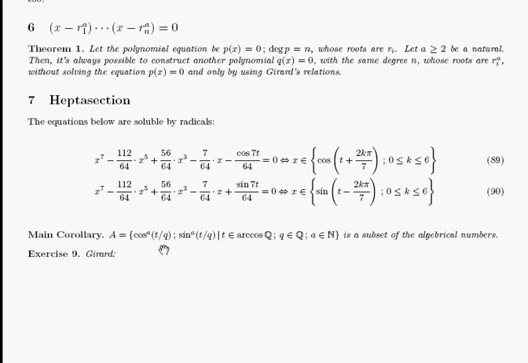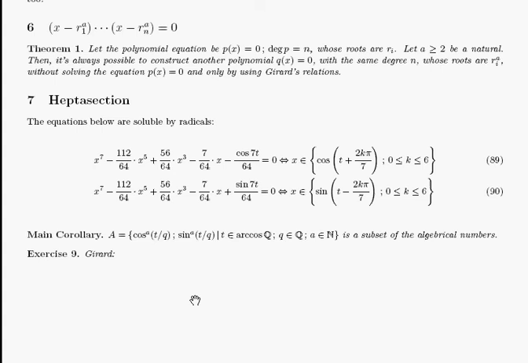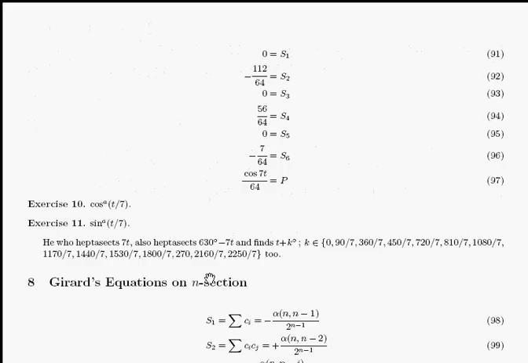Main corollary. These numbers are algebraical numbers. Take the arc cosine of a fraction, t, divide by q or multiply by q a fraction. Take the sine, take the cosine. Power to a, a is in n. Algebraical number.